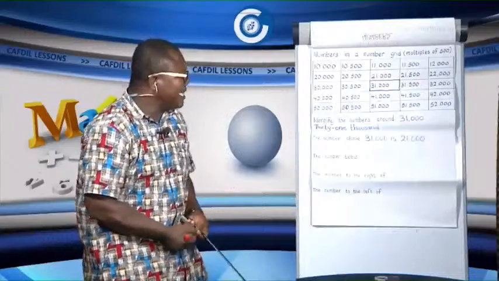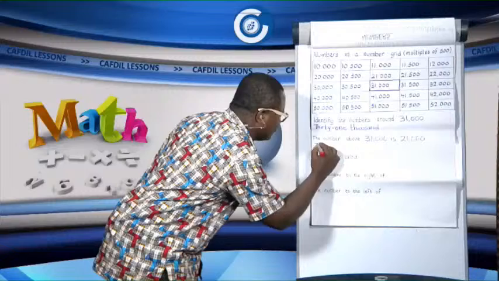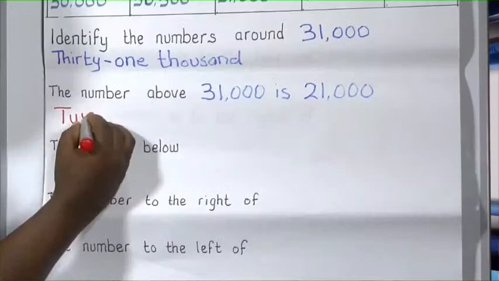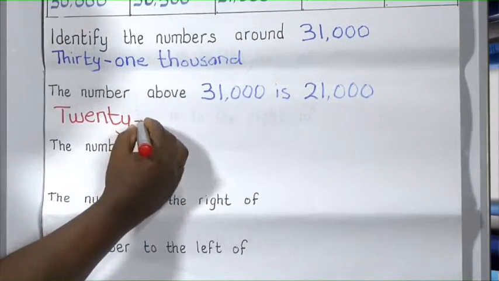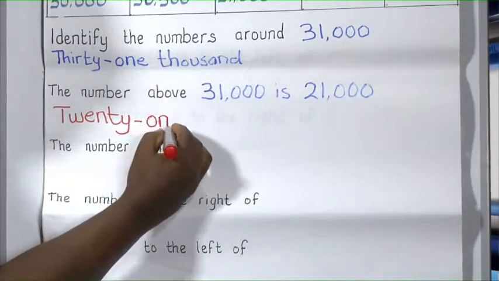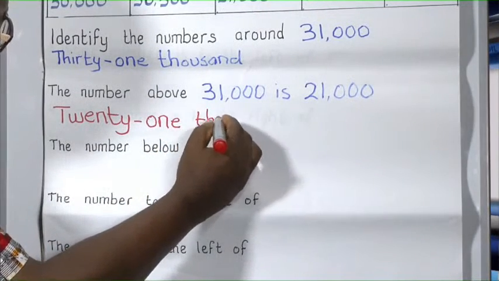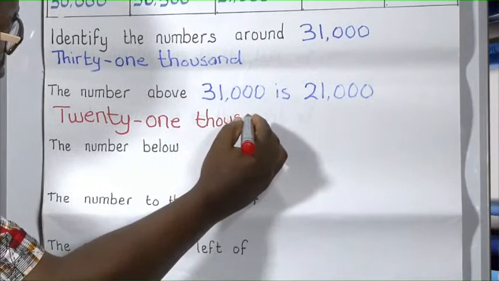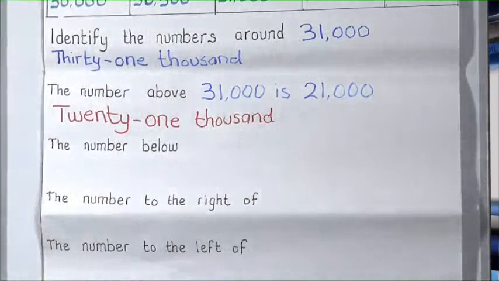And how do you write the number name for this 21,000? So 21,000 is written like this.